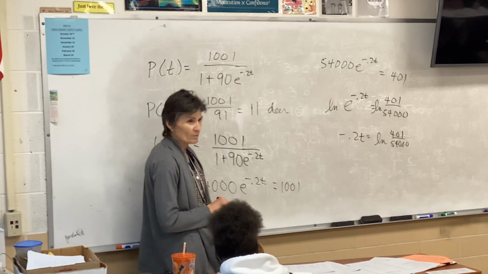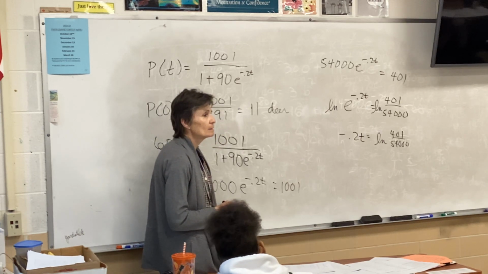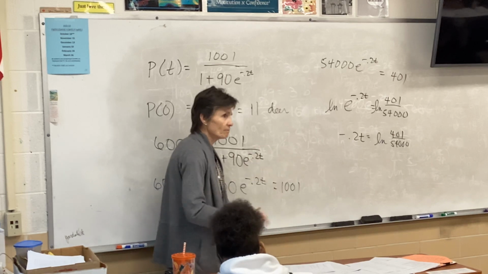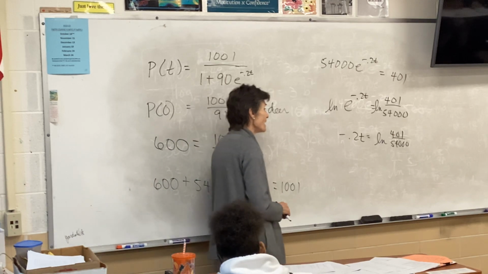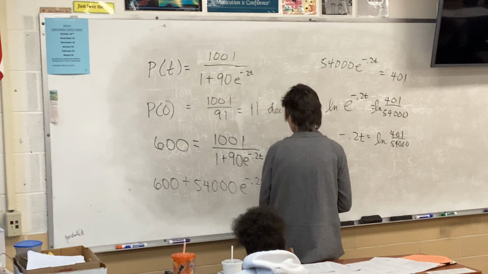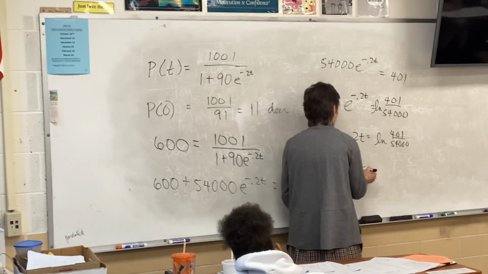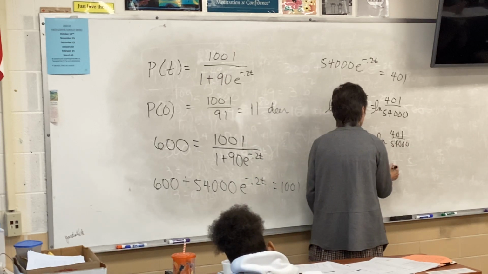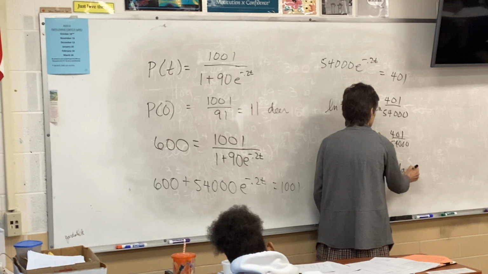Come up with an answer yet? They got like 25. 24 and a half? Yeah, yep. So when will the population be 600? About 24 and a half days, or if you said 25 days, that would be fine.